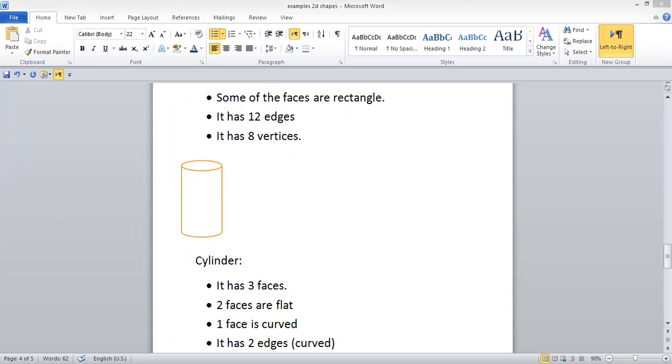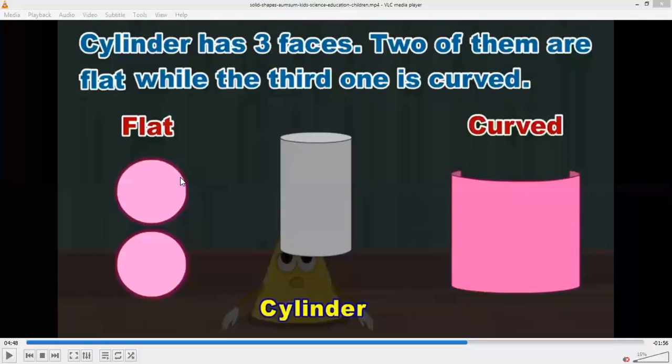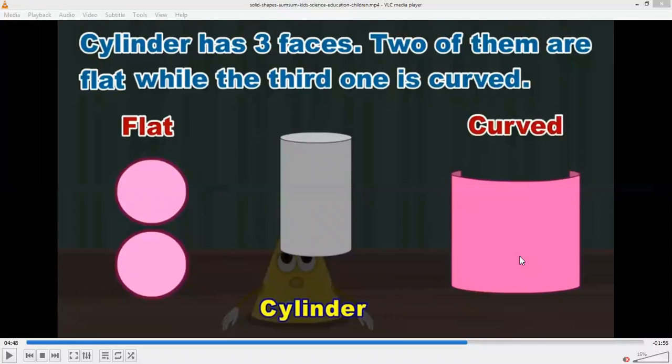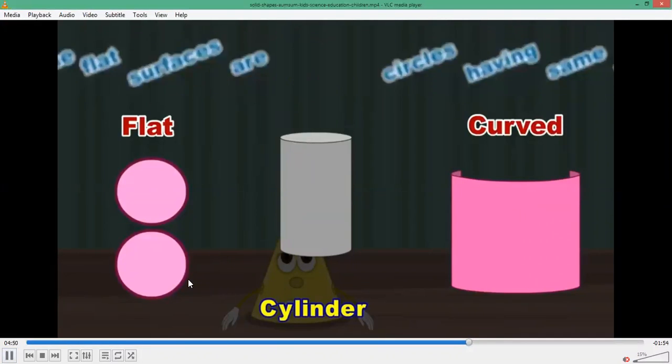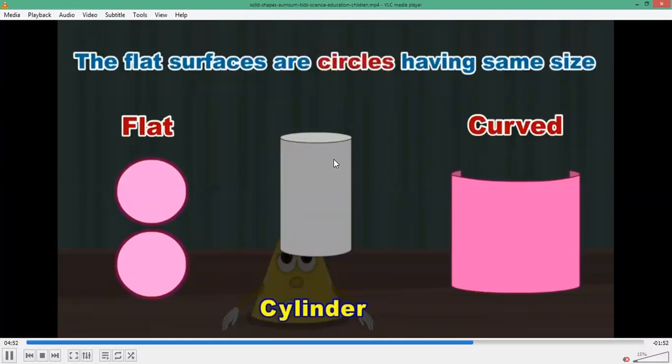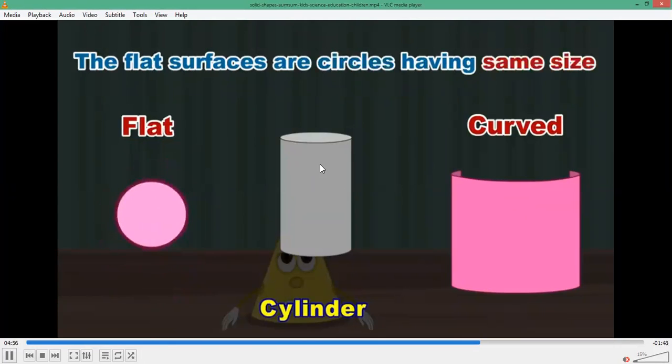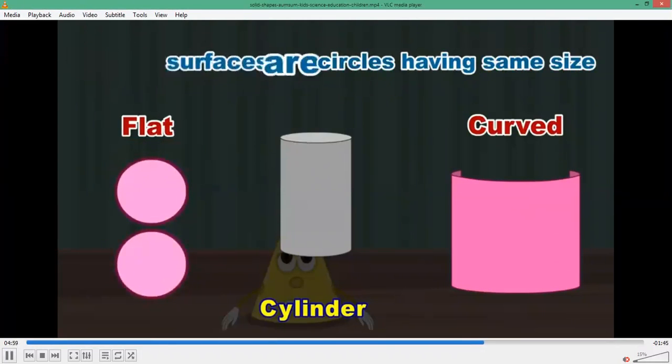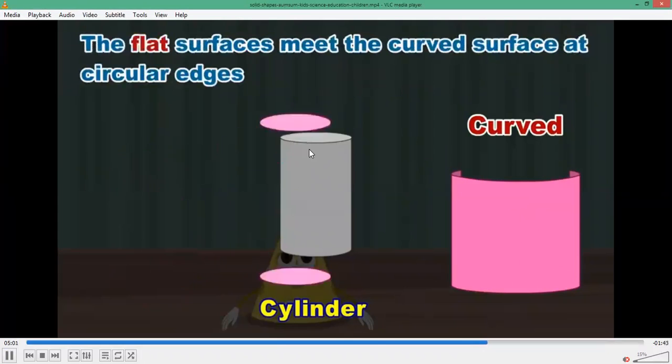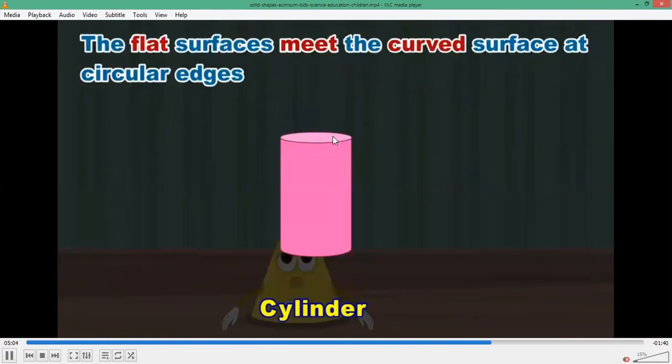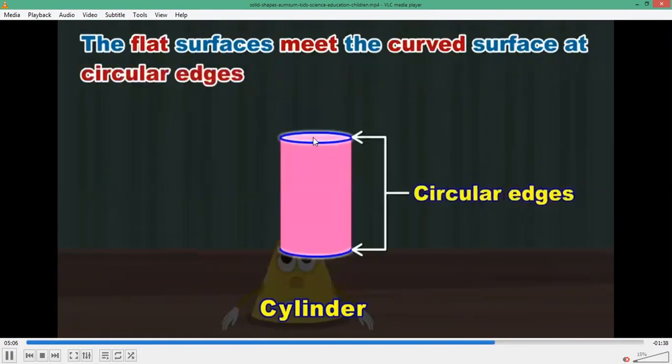And I can show you here. Look, these are two flat faces and one of them is curved. And you will look at this edge also. This will be the edge. It will be highlighted now. These are the edges, 1 and 2. These are the edges of this cylinder.